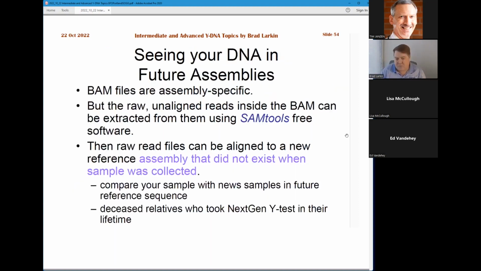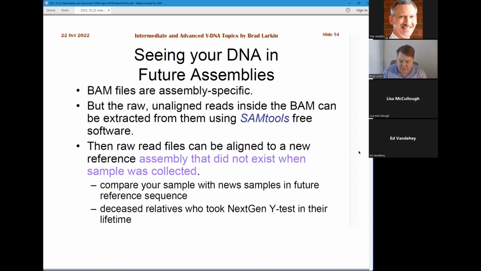Right now, you've got mostly HG38 data from the labs. You may have old HG19 alignments from the lab, but someday the alignments are going to change. How can you keep your results up to date? The way you can do that is to extract the raw reads from inside the BAM file using SAMtools, and then realign them to a new reference sequence using an alignment tool.